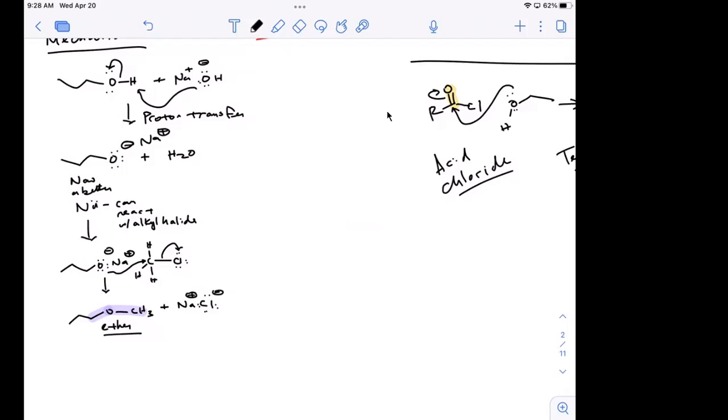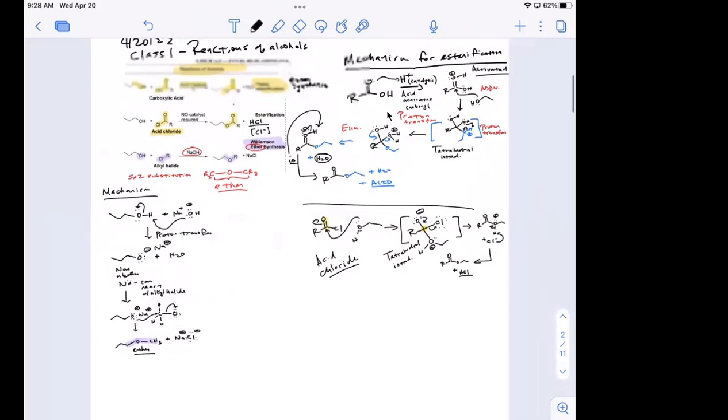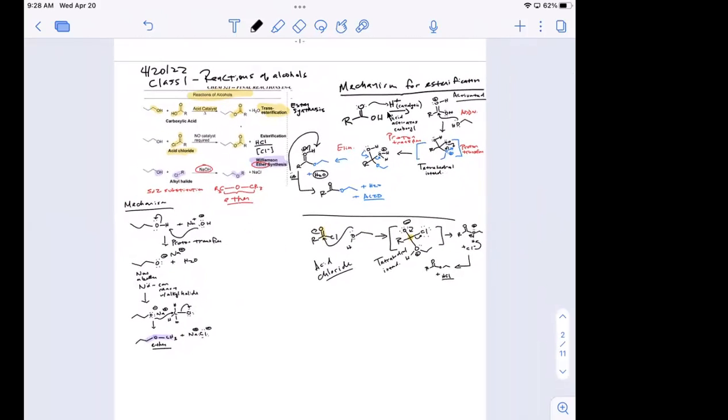All right, so those three reactions are reactions of alcohols. We did ester synthesis either through transesterification or acid chloride esterification. And then we also looked at ether synthesis, Williamson ether synthesis, a very old reaction. I remember that was one of the first reactions we learned when I took organic two. But it's effective because it works.